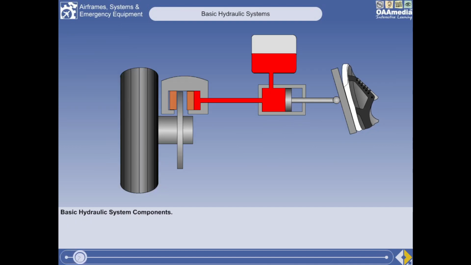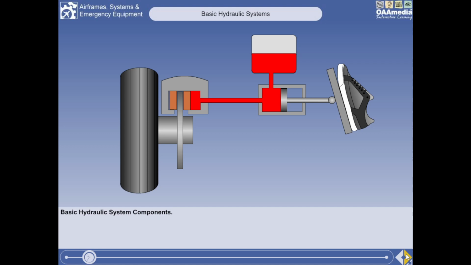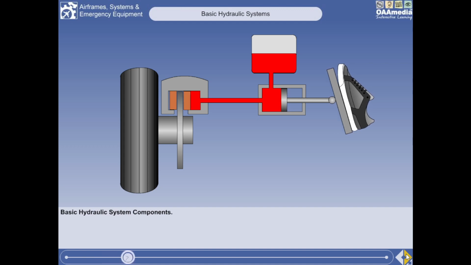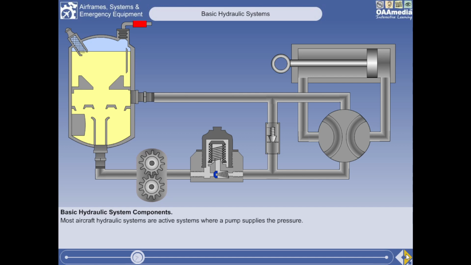The Bramah press was, as previously mentioned, a passive hydraulic system. However, apart from light aircraft brakes, it is of little practical use to us. Most aircraft hydraulic systems are active systems, where a pump supplies the pressure. There are two types of active hydraulic system in common use. They are known as the open center system and the closed system.